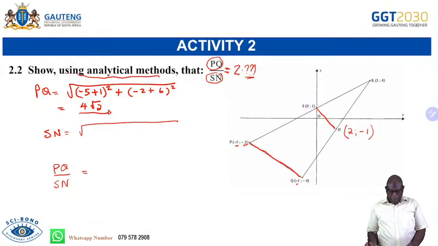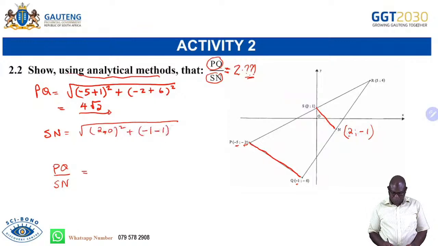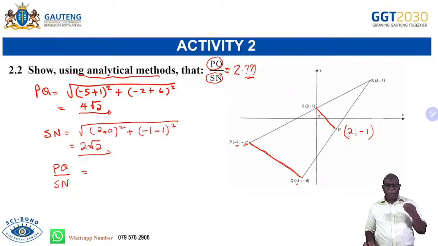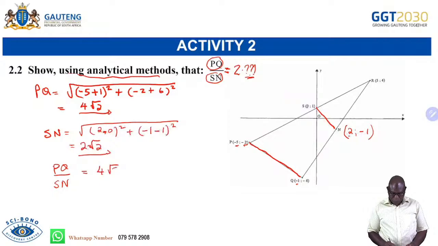Okay. Now for SN, I'll need 2 minus 0, squared, plus -1 squared. Then if I do that, I get 2 square root of 2 as my answer. Now, I'll take the PQ that I got there. So the PQ that I got was 4 root 2. Remember, I already have an answer, which is 2. So I'm just proving that that answer is 2.